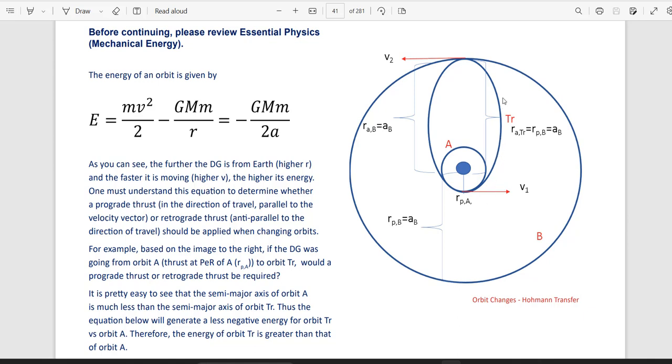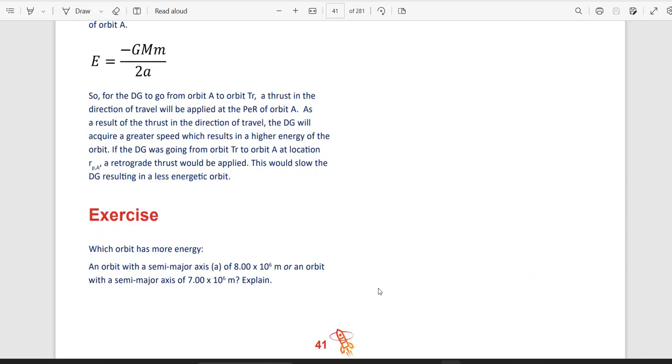Okay, so you can see here, this is going to have a larger semi-major axis than this, making this less negative. So it's going to have less negative energy, so it has more energy. So there's more energy in the transfer orbit than this orbit, which means you need to add energy to the orbit. And you do that by thrusting it in the direction of travel. So it's a prograde thrust.